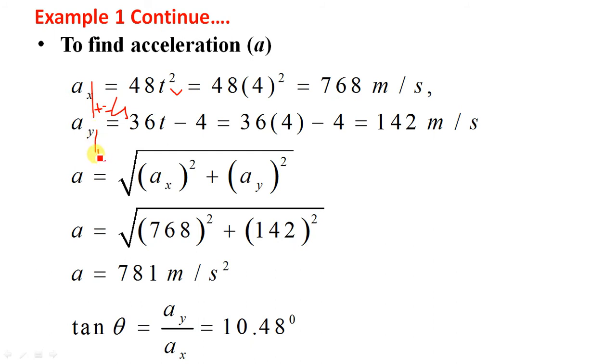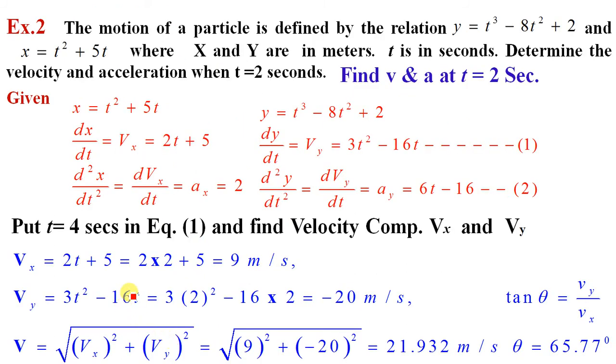Similarly, for ay also we have to substitute t is equal to 4. You will get the value 768 for Ax and ay is 142. Again you have to find out a by substituting the values in this formula. You will get a is 781 meter per second square, and the direction is tan theta is equal to ay upon ax. So theta is equal to tan inverse of ay upon ax, which gives you the direction 10.48 degree. So the first problem is over. Very simple problem. Now the next problem.